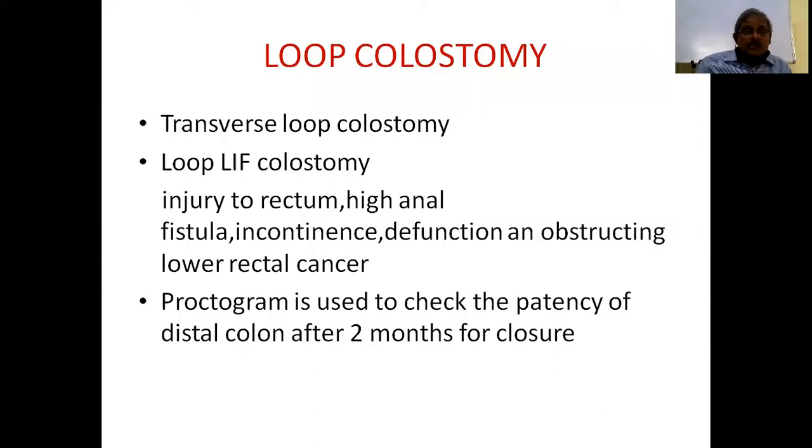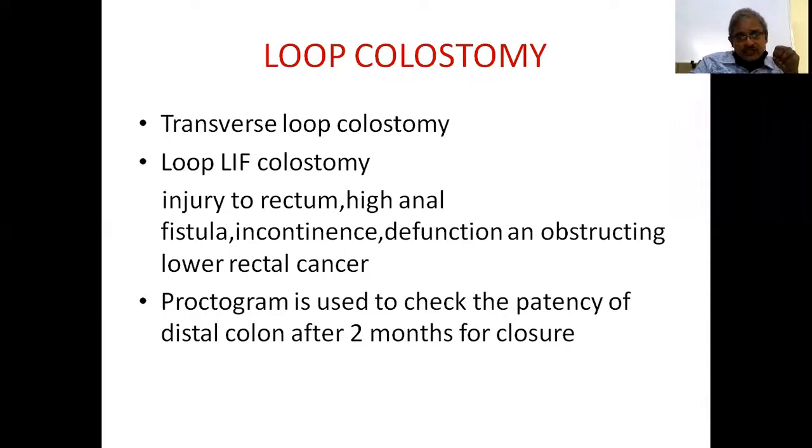Okay, so the next point is loop, transverse loop colostomy. Transverse loop colostomy, loop left iliac fossa. What happens in creation of the loop is that for the colostomy loop we generally go for the left iliac fossa, and for the ileostomy loop we go for the right iliac fossa.